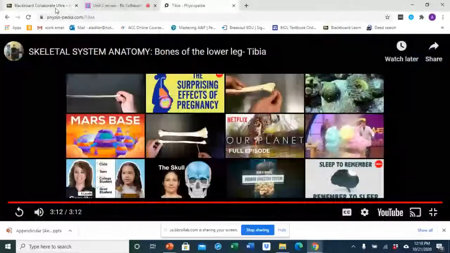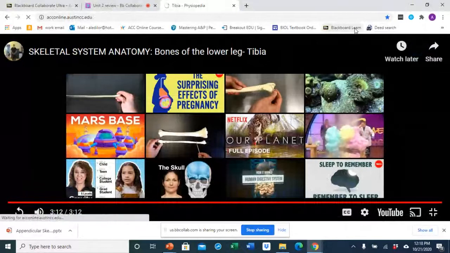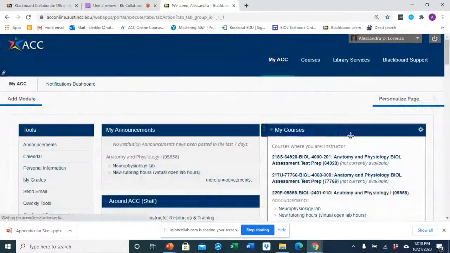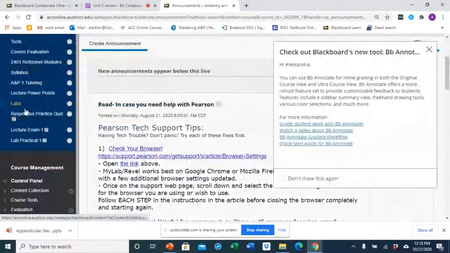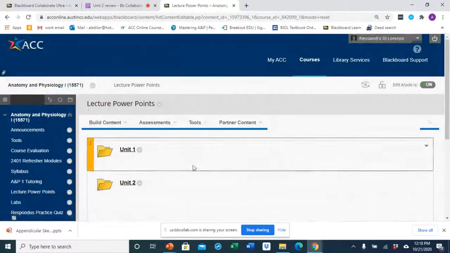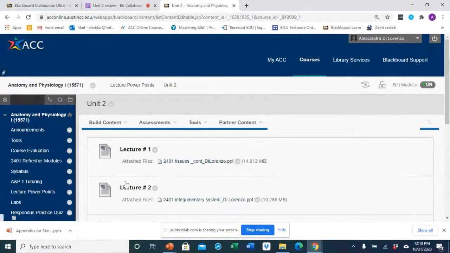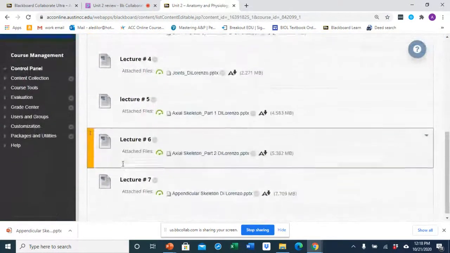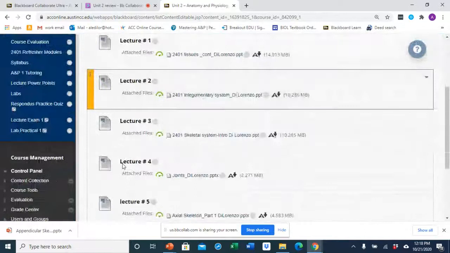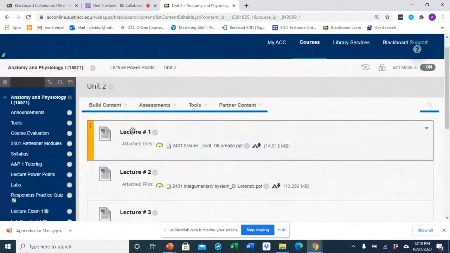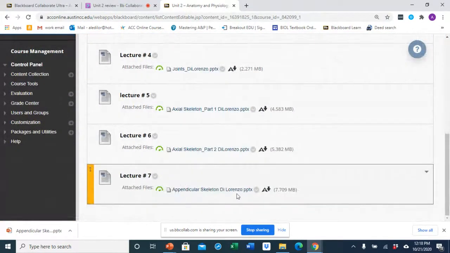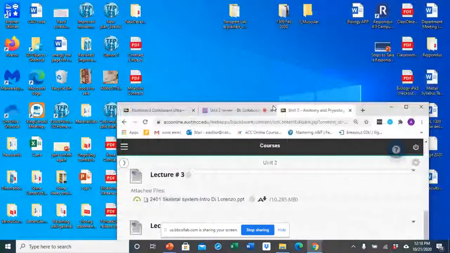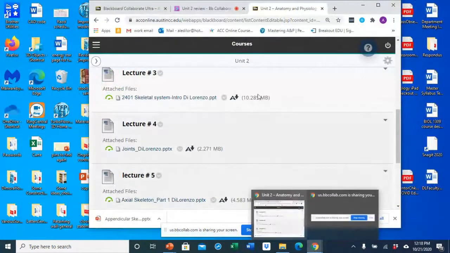In your Blackboard, there is unit 2, right? You go onto the lecture PowerPoints and open up unit 2. All the lectures of unit 2 are going to be on the material of the exam, from lecture number 1, which is the second part of the tissues that we just looked at today, until the appendicular skeleton, which we actually finished today.